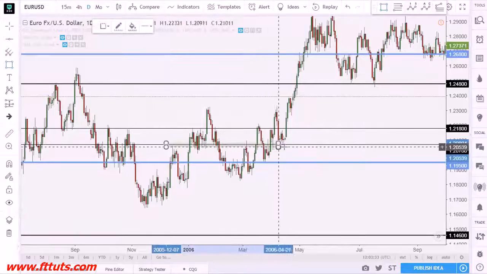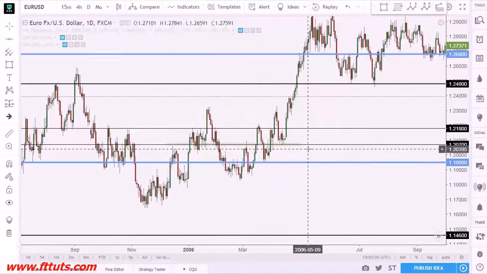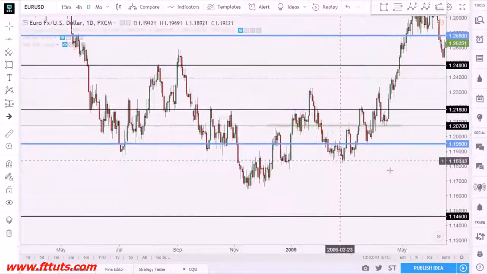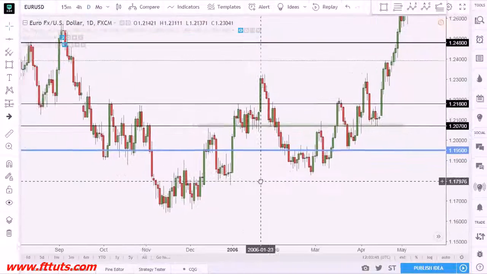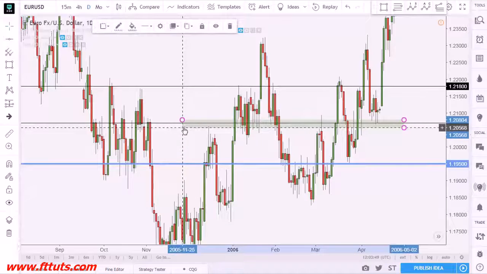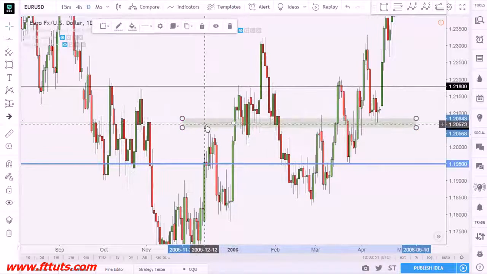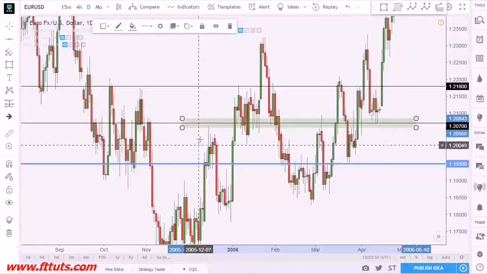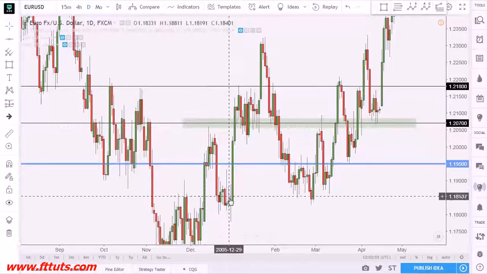And one thing, guys, don't treat these levels as exact lines. Like, they could be zones sometimes. So price will not always go and touch that line. Sometimes, as you can see right here, price didn't exactly touch this line, but it bounced back and fell down. So we treat them as zones.